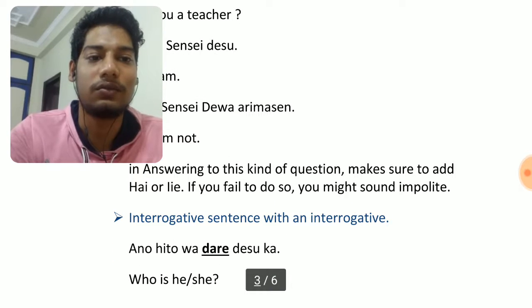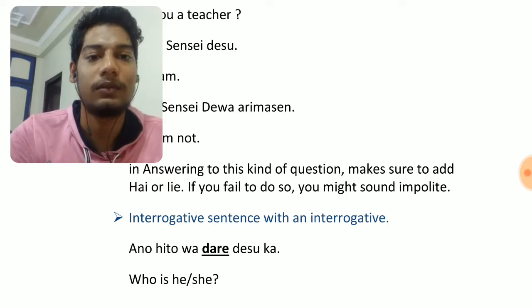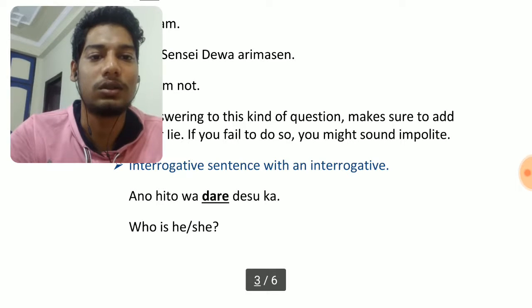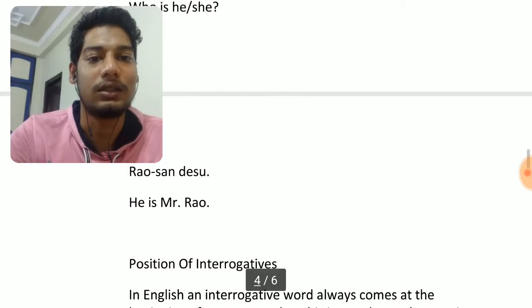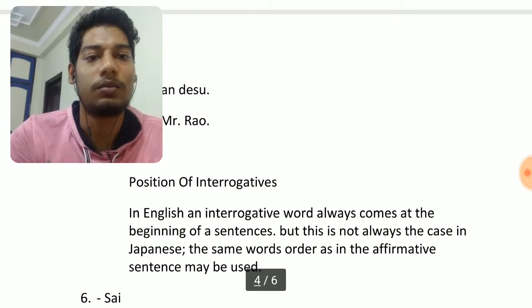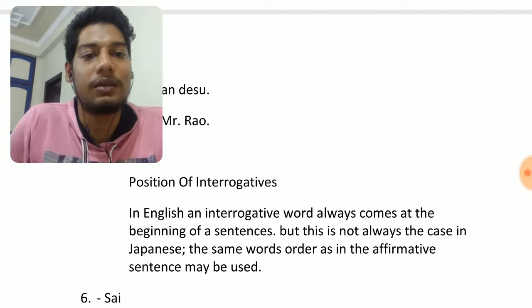Interrogative sentences with an interrogative word, like Anata wa dare desu ka? Dare, who, as I've told you in vocabulary. Who is he or she? Its reply will be Rao-san. He is Mr. Rao. Position of interrogative: in English, the interrogative word comes at the beginning of the sentence, but in Japanese, the same word order as affirmative sentences may be used.